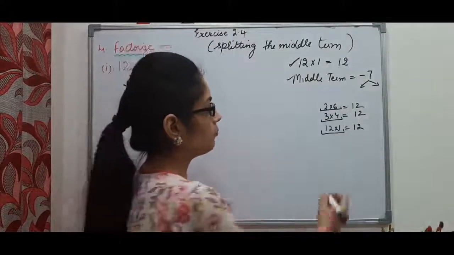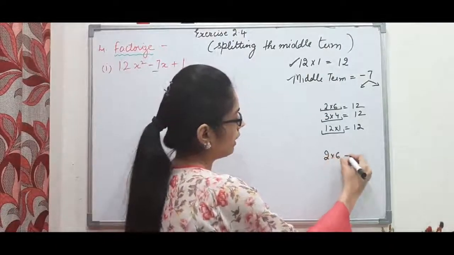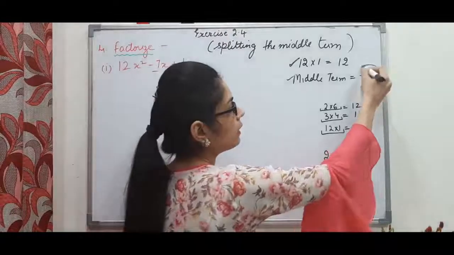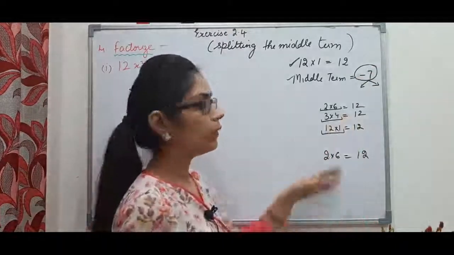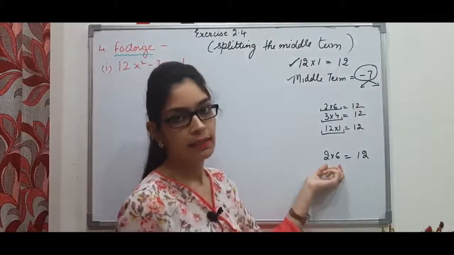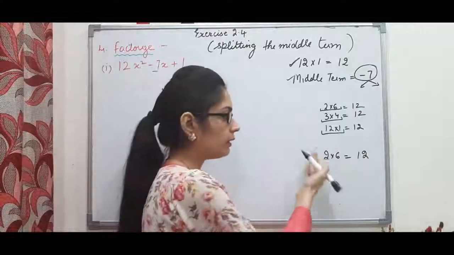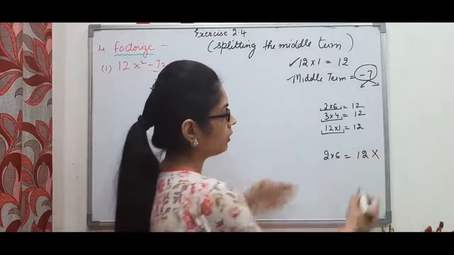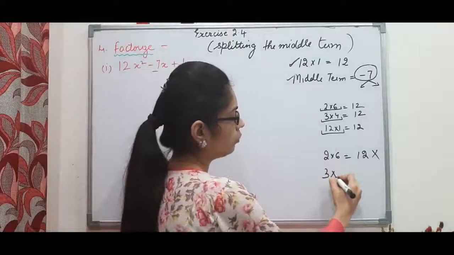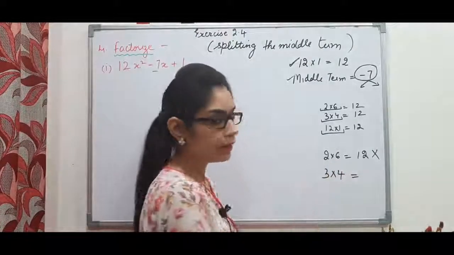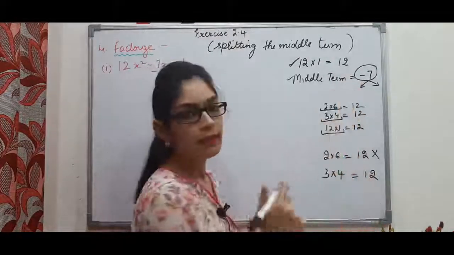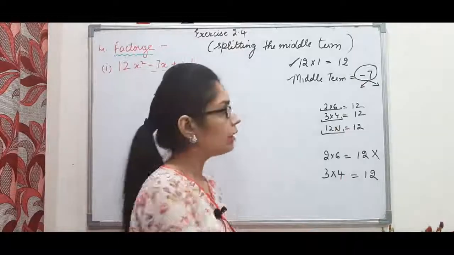2 and 6. So if I choose this 2 into 6, I know I am getting 12, but I need its addition or subtraction also equal to my middle term, which is minus 7. So if I add these two, I will get 8. If I subtract, I will get 4. So this won't work. Now let's try with this one. 3 into 4. 3 into 4, again I know it is 12. Now I need its addition or subtraction equals to minus 7.